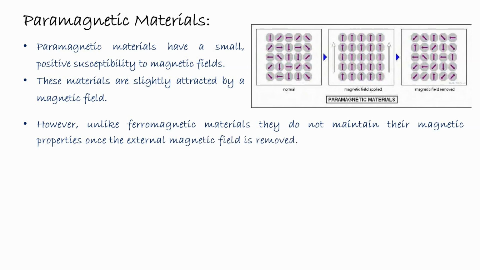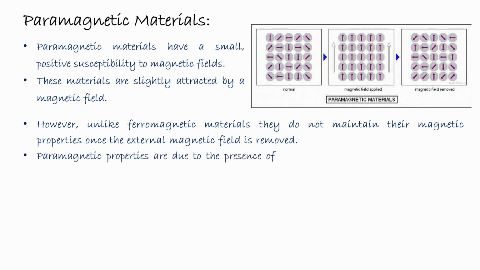Later we'll discuss the ferromagnetic materials. There we can see that if the external magnetic field is removed, the ferromagnetic material still retains its magnetic properties. But the paramagnetic material cannot. That means once the external magnetic field is withdrawn, they will not retain any magnetic property.